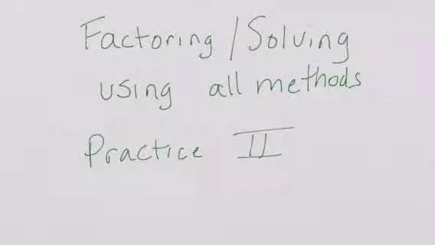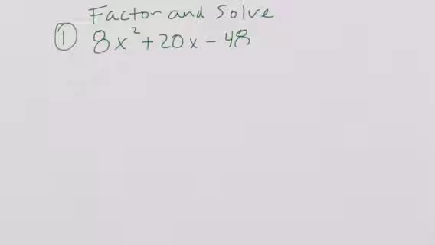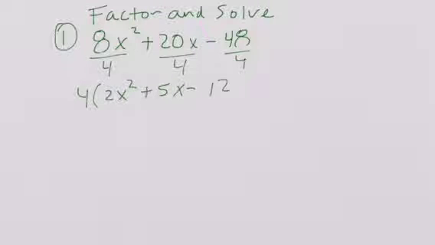Open up your MTT, factoring and solving using all methods, practice 2. We're going to look for a GCF. It's going to be 4. 4, that's going to leave us 2x squared plus 5x minus 12. We're going to go ahead and bounce.